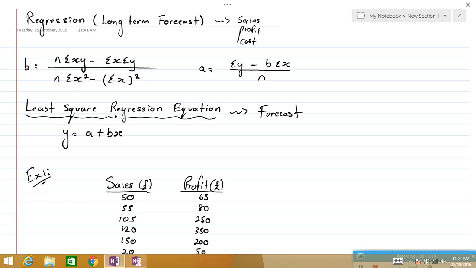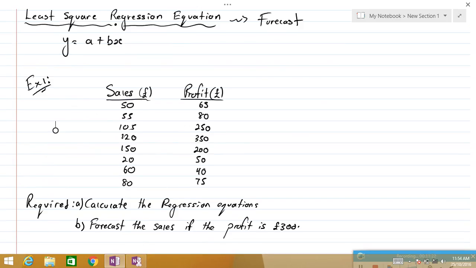Now, can you tell me, guys, which one is the x and y? Sales x. That is wrong answer.